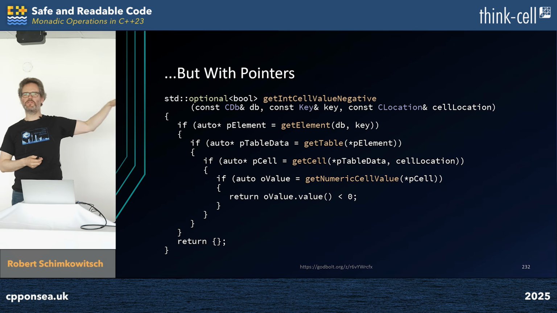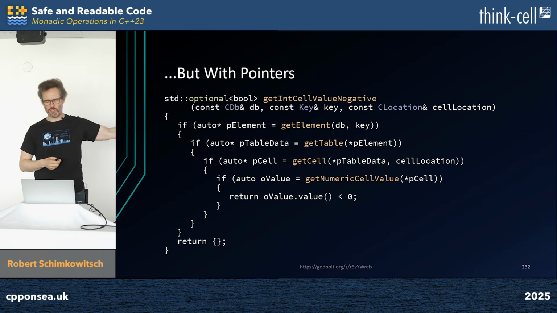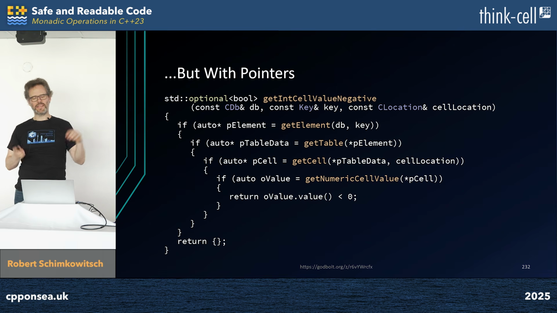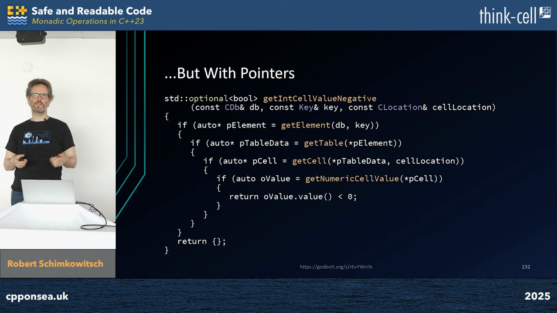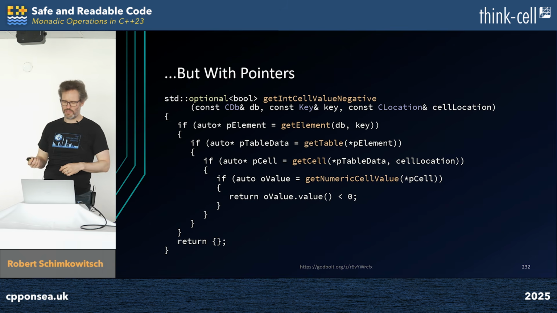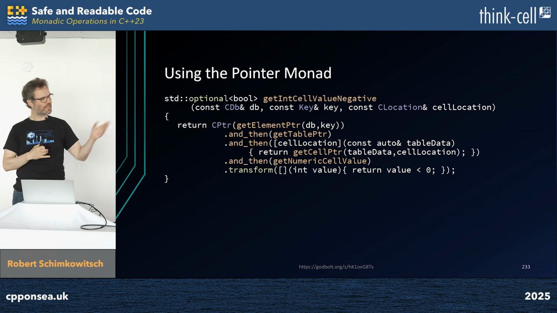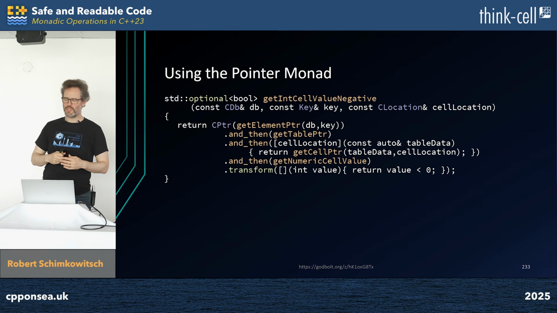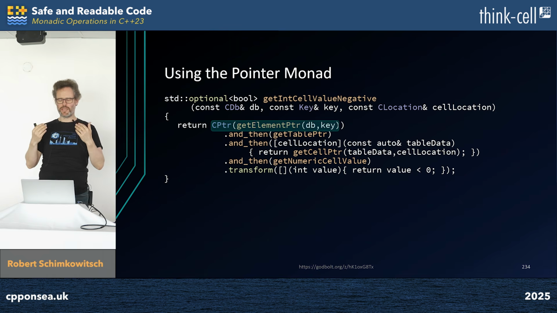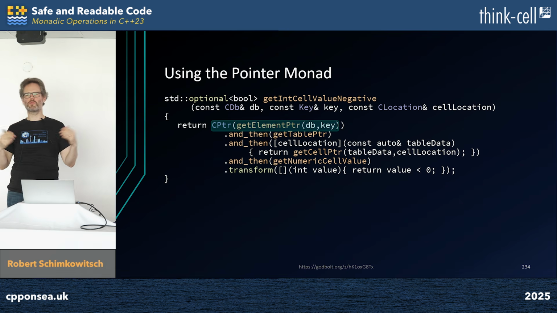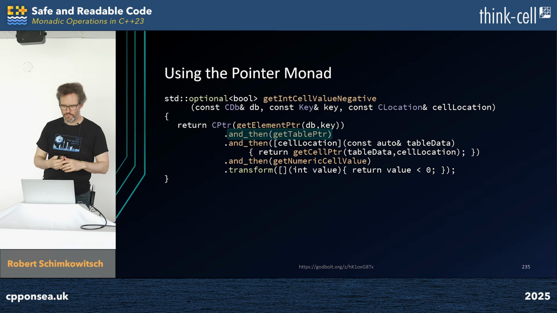We check in each if statement if the pointer is valid before we go further. And the whole function returns a value. So I return an optional because a pointer to bool doesn't make sense to me. And this is how it would look with the custom pointer monad. So here is the sequence. The first function returns a pointer and gets wrapped into a monadic wrapper called cptr.